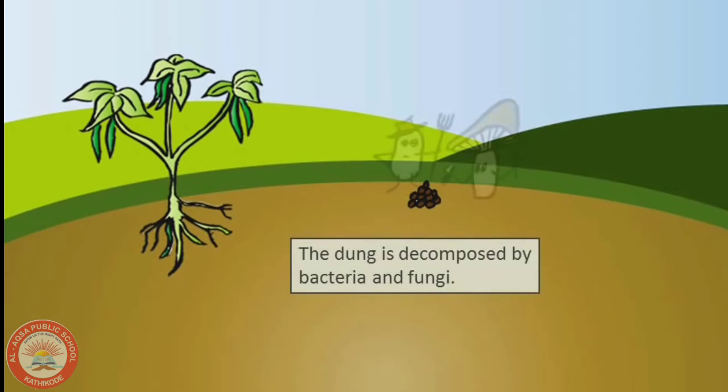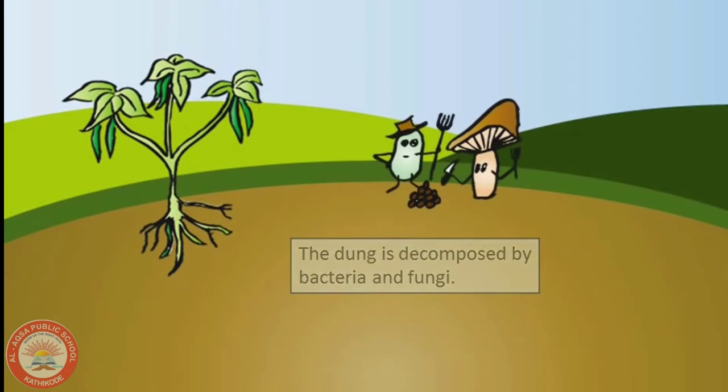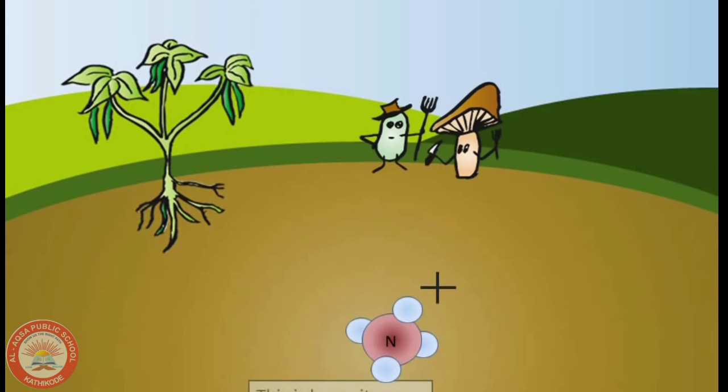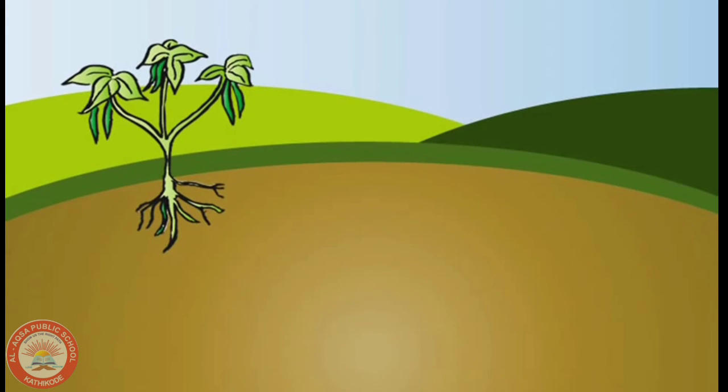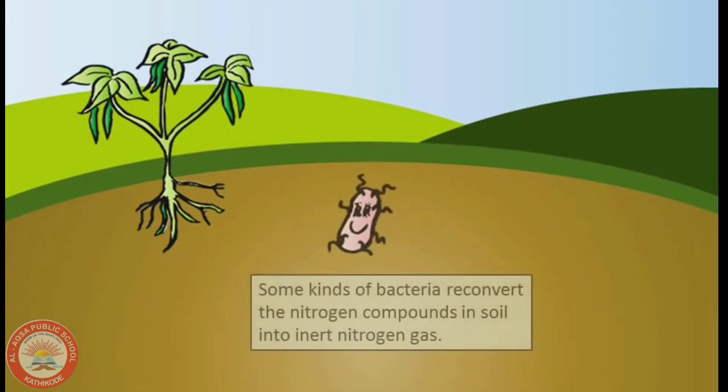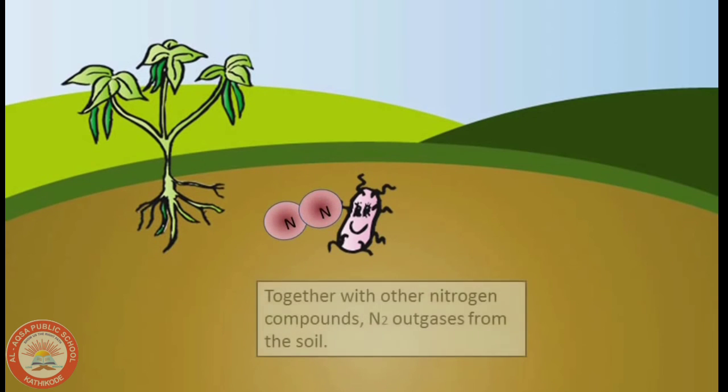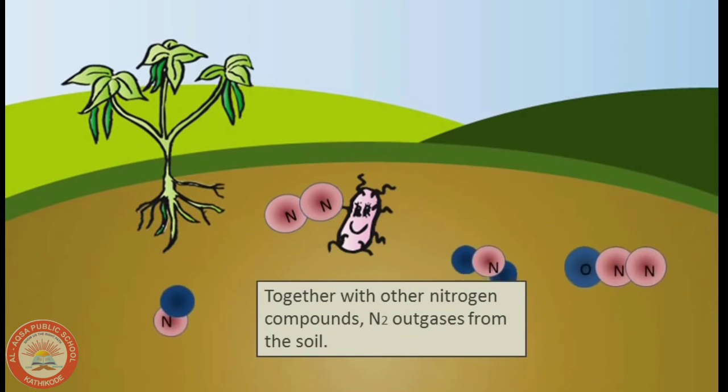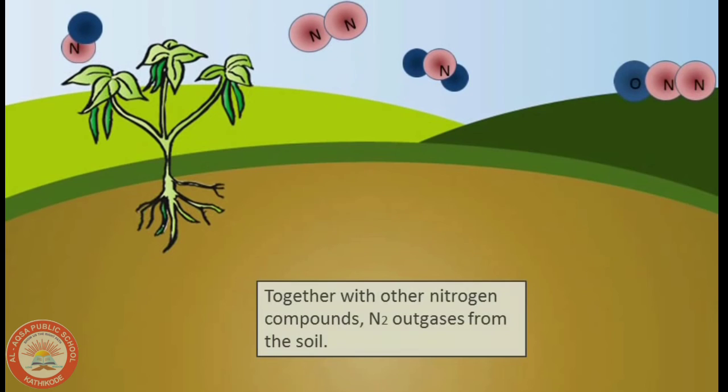These waste materials are then decomposed by bacteria and fungi. So, when plants and animals die, or from the plant and animal waste, the nitrogen present is returned into the soil. Now, some other bacteria which are present in the soil help to convert these nitrogen compounds again into nitrogen gas and it is released back to the atmosphere.